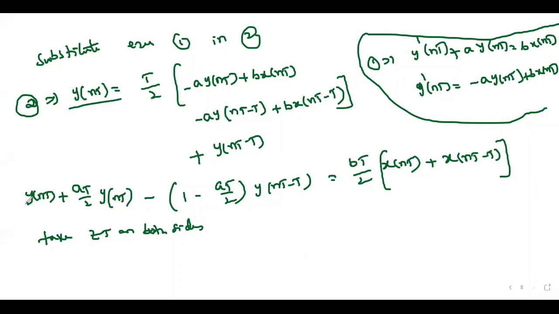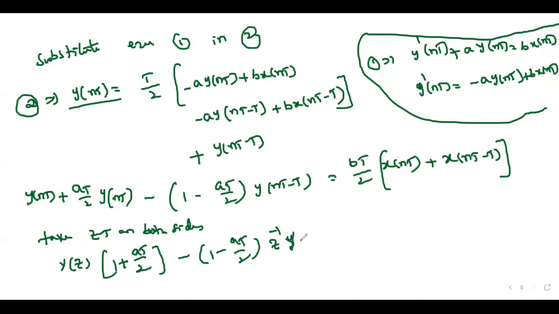Therefore, what do you get here? y of nT is written as y of z. Then, of course, you can take y of nT common here also, so I can make it like y of z into 1 plus aT by 2. For this, I will take 1 minus aT by 2 into y of nT minus T. It is like a shifted version, one time shifting, so z power minus 1 you will get.